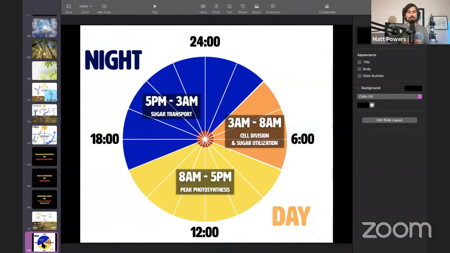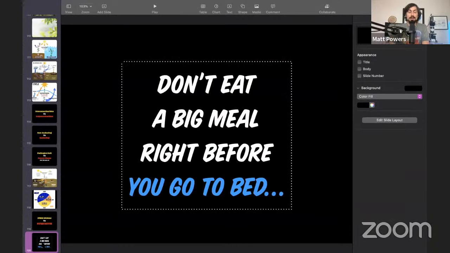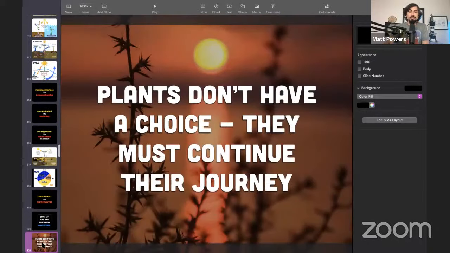So do you know plants have a clock, an internal clock? They really need to handle those sugars and then utilize them, because the next day begins and they can't stop. So it's stress signals versus strength. You don't eat a big meal right before bed because it'll give you indigestion. Plants are the same way. They don't have a choice. They're going to continue on the journey with the rising sun.